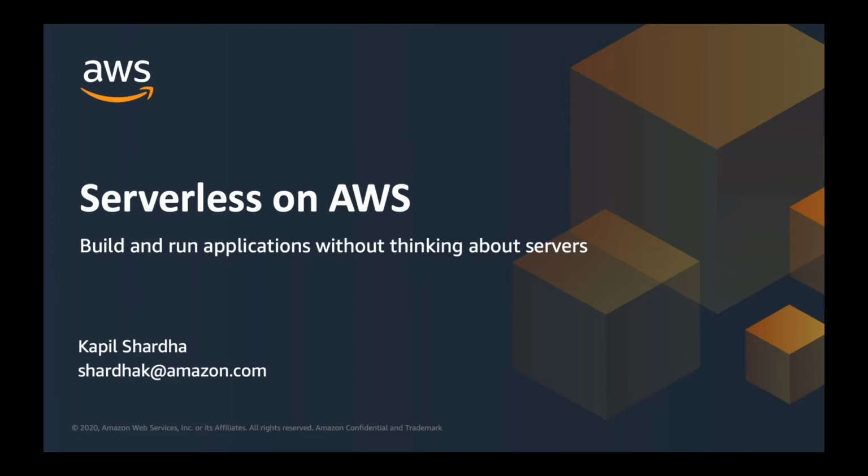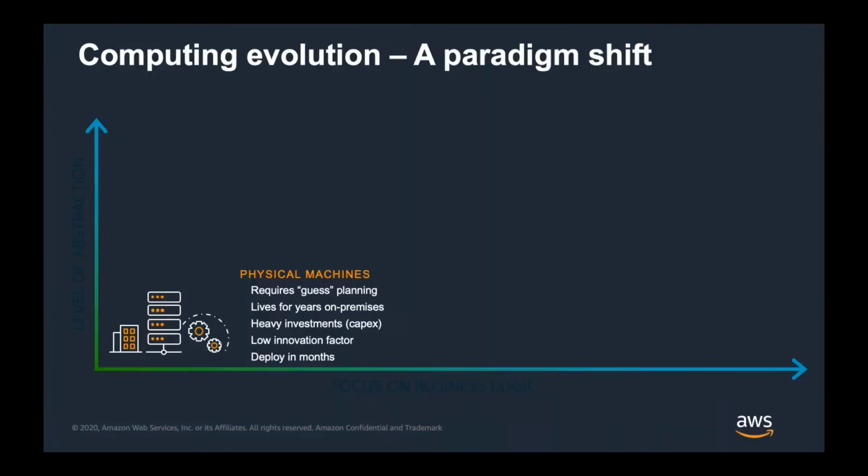My name is Kapil Shardha, and I am an AWS Solutions Architect based out of New York City. I mostly work with enterprise customers to help them design their AWS serverless strategy and absolutely with their adoption as well. So in the next 15-20 minutes, I'm going to go over what it really means to run serverless workloads on AWS. So without further ado, let's get started.